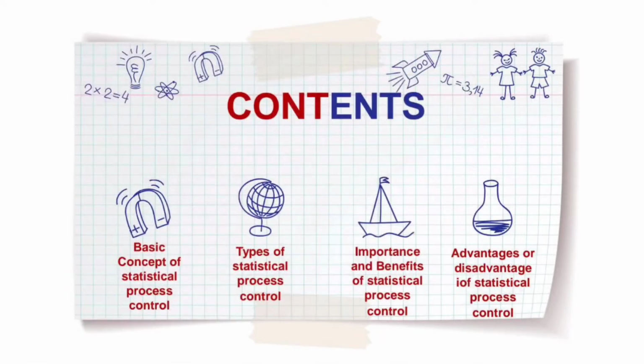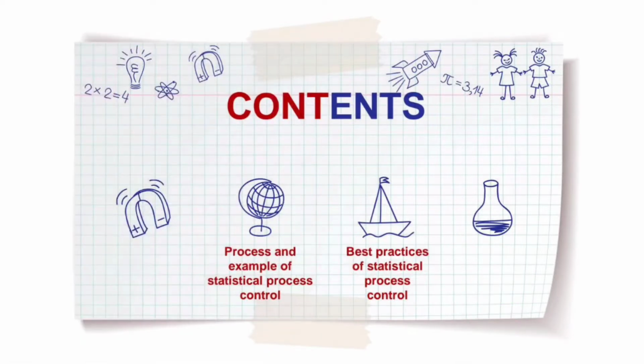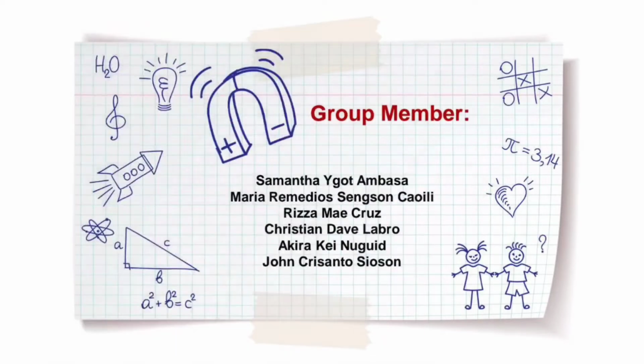And here are the topics that we need to discuss: basic concept, types, importance and benefits, advantage or disadvantage, process and example, best practices of statistical process control. My group consists of 5 members. They are Kawili, Cruz, Labro, Nugid, and Shoson.